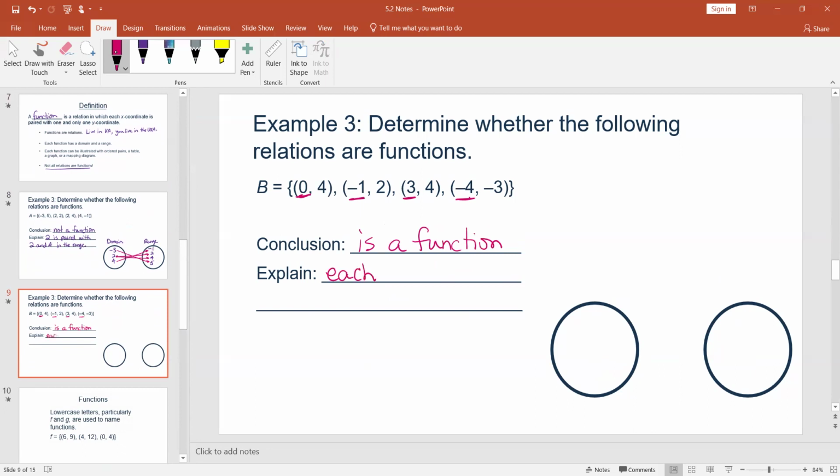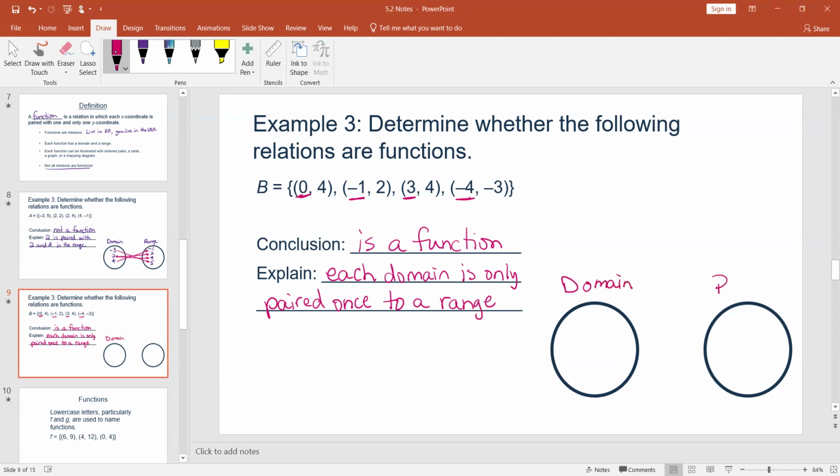Each domain is only paired once to a range. But if you're not sure, go ahead and do your map. We need to map these anyway, just for practice.